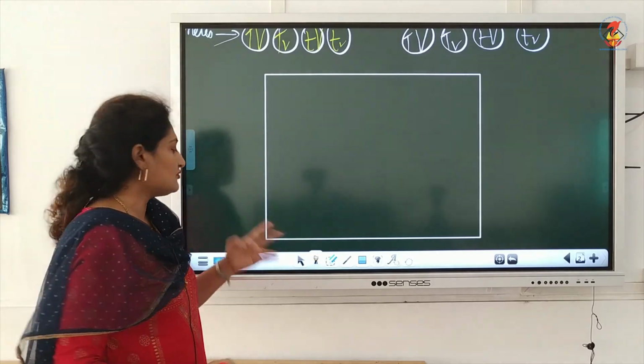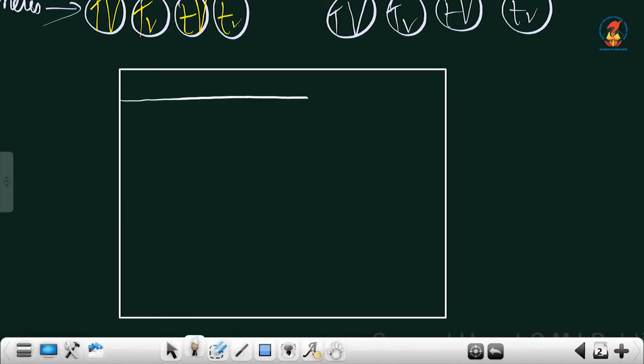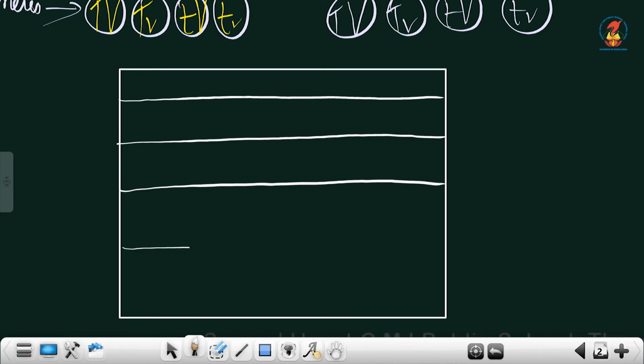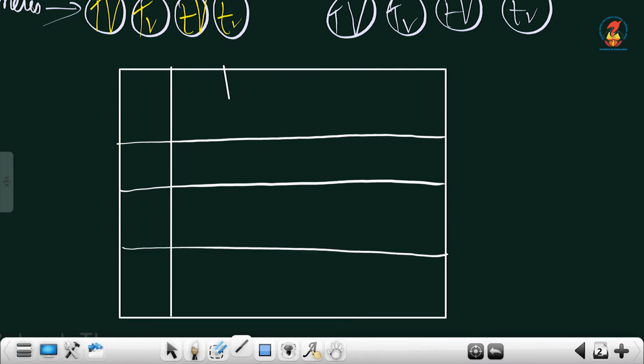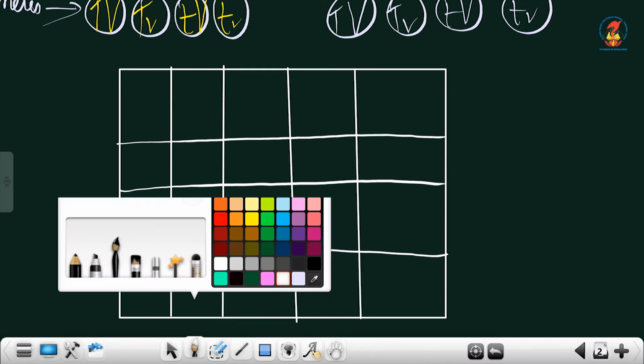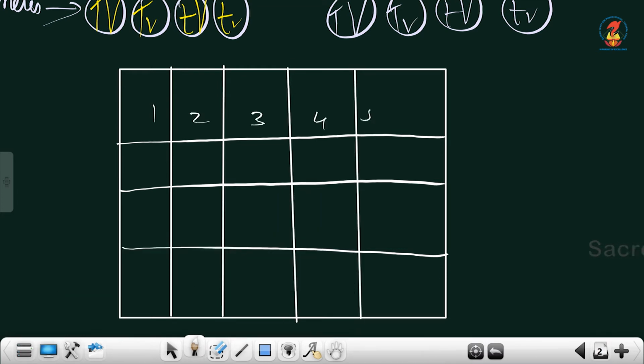No. 5 rows and 5 columns. See, 5 rows. 1, 2, 3, 4, 5. And how many columns? 5 columns. So look at the columns: 1, 2, 3, 4, 5. So always remember, in exam time, don't waste your time. Immediately go for 5 rows and 5 columns.